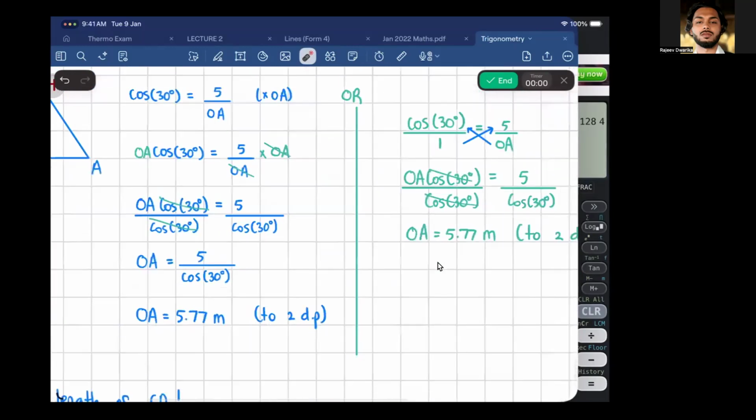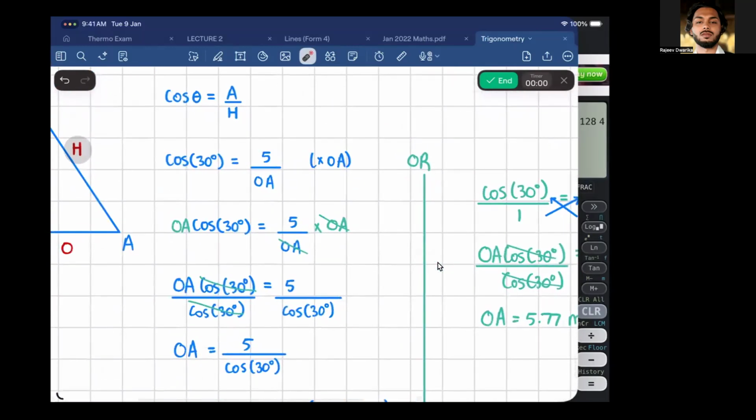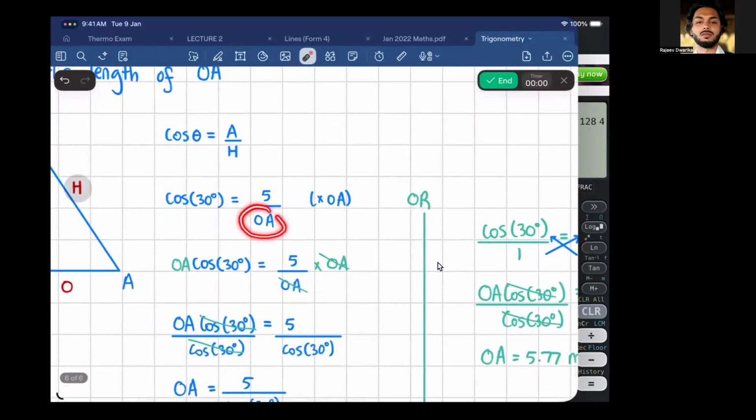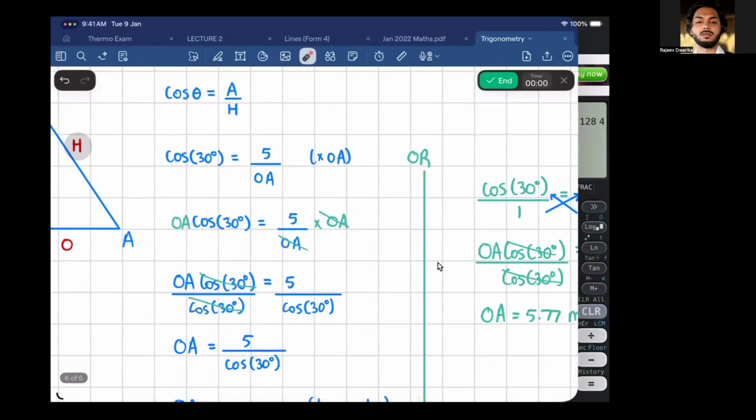If you notice in the previous question, where's OA? It's in the denominator. So we had to multiply by OA to get rid of it from the denominator, and we brought it across over here. And then we wanted to find OA, so we divide both sides by cos to find OA, right?